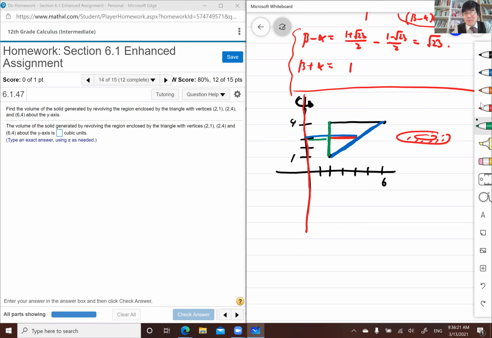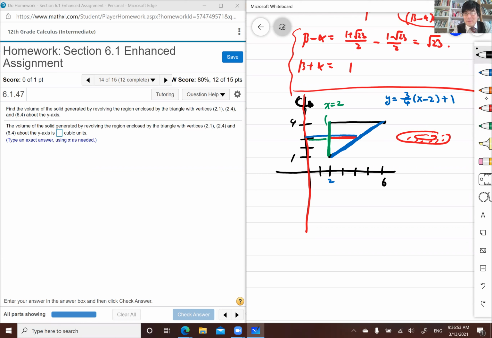The radius of the bigger one is basically the x coordinate on this line, so we want to express this line first. Because this is just a line, the slope is 3/4, and it goes through the point 2, 1. So that's going to be the line. And this one is very simple, that's just x is equal to 2.